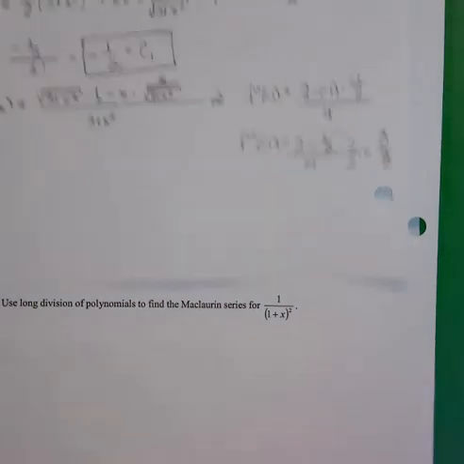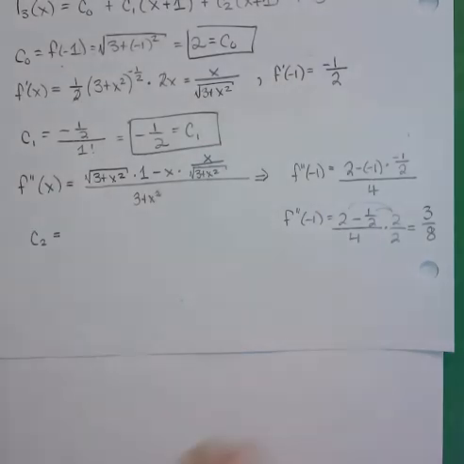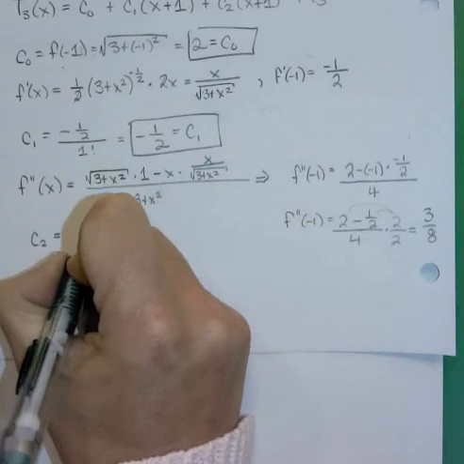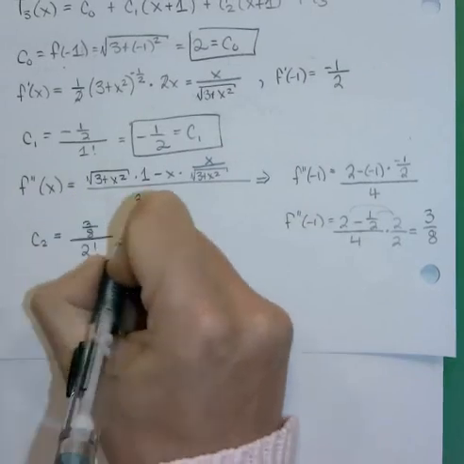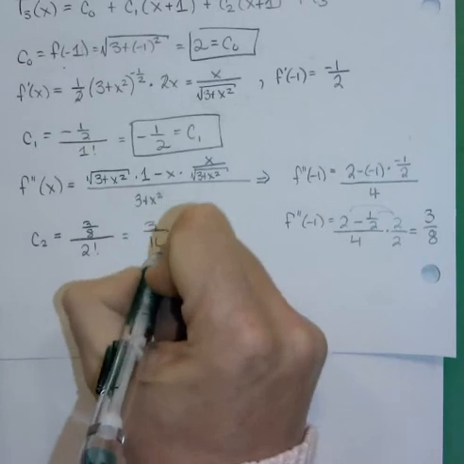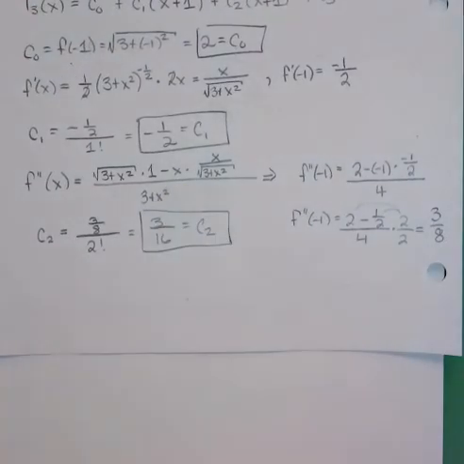So C2 is f double prime over 2 factorial. So it's 3/8 over 2 factorial, which is just 3/8 over 2, or 3/16. Okay, one more term.